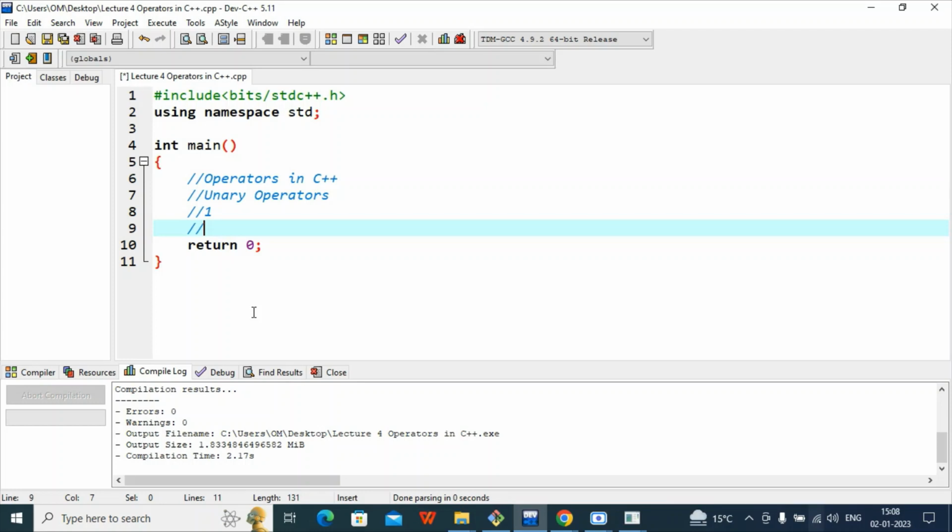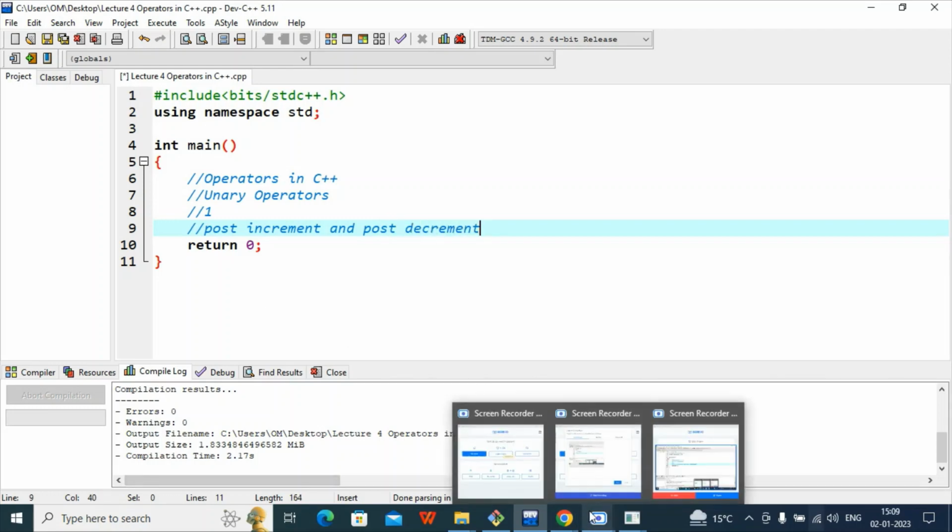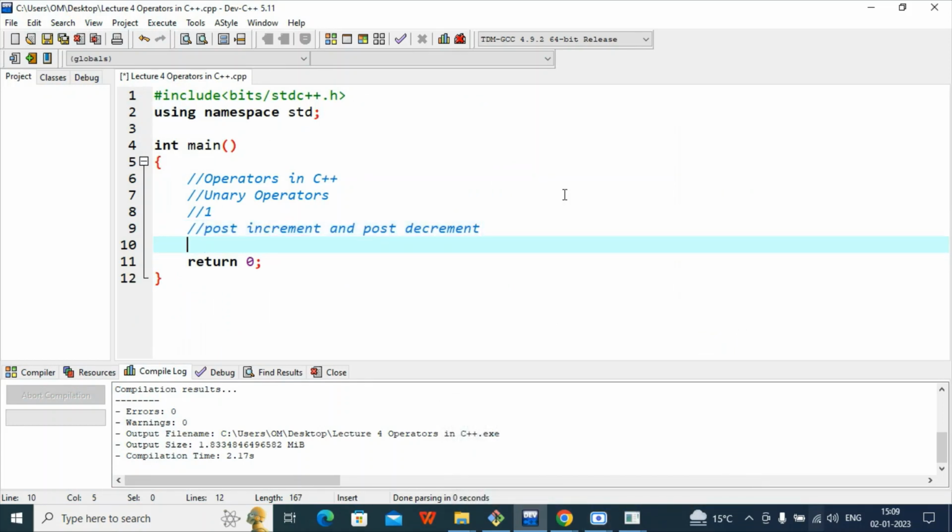Okay, right. So in a unary operator also, one variable is required to perform the calculations. It has two operators: post increment and post decrement operators. What do you mean by this?